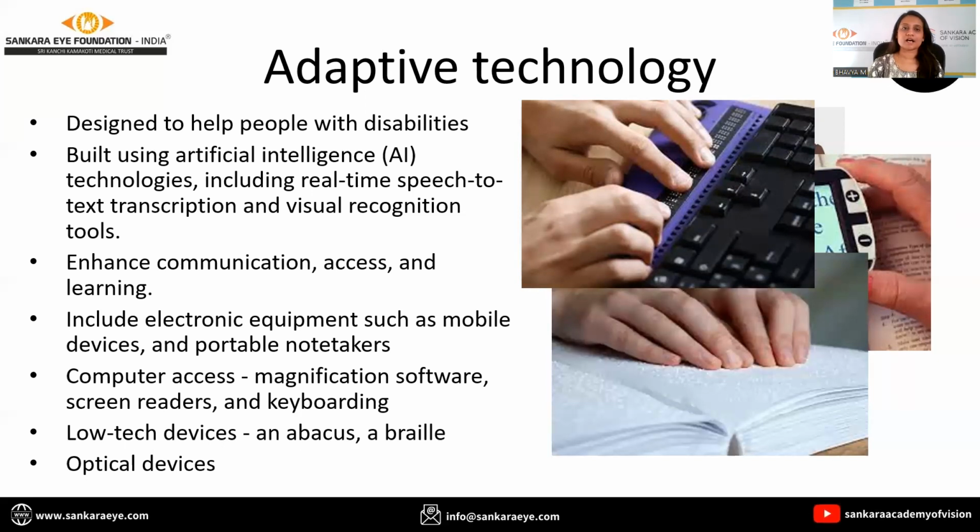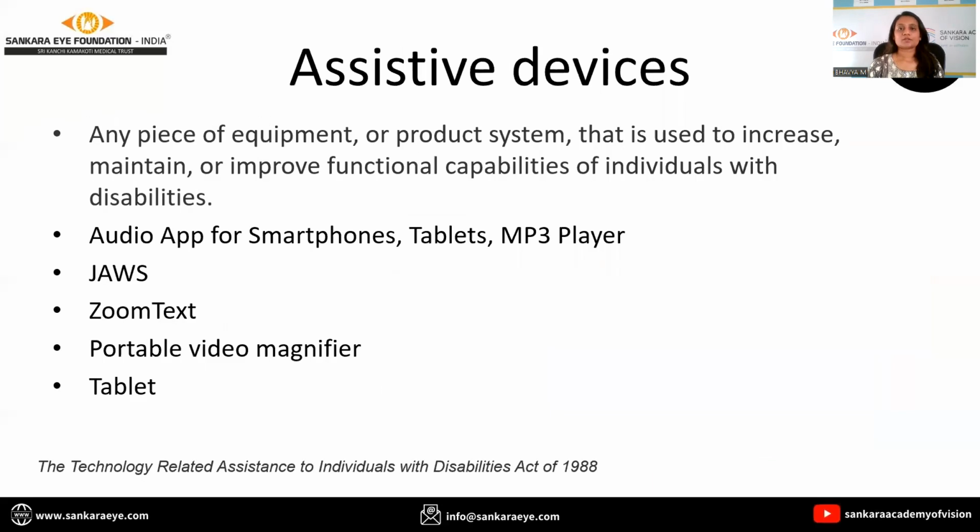So the high-tech devices are these adaptive technologies which are built under artificial intelligence technologies and real-time speech-to-text transcription along with the visual recognition tools, whereas low-tech devices include abacus and braille. And also assistive devices. So any piece of equipment or product system which is used to increase or maintain the functional capabilities of these patients with disabilities are known as assistive technologies. This is by the Disabilities Act of 1988.